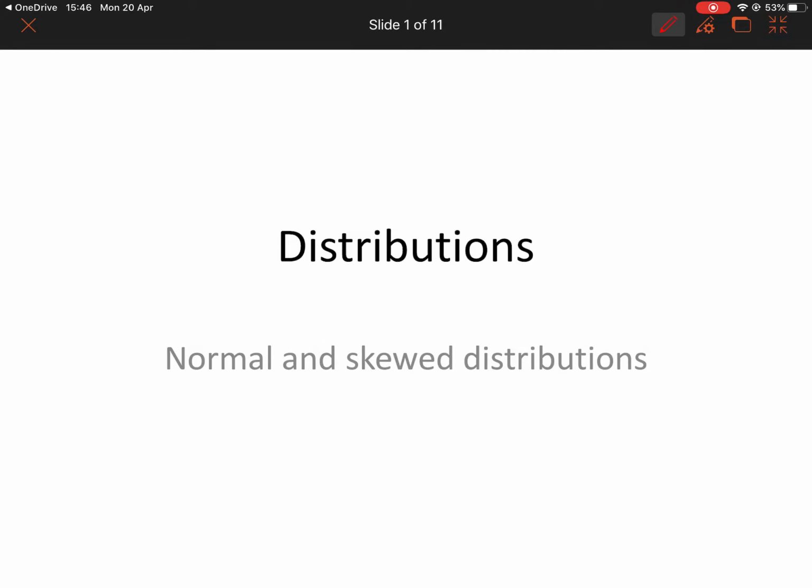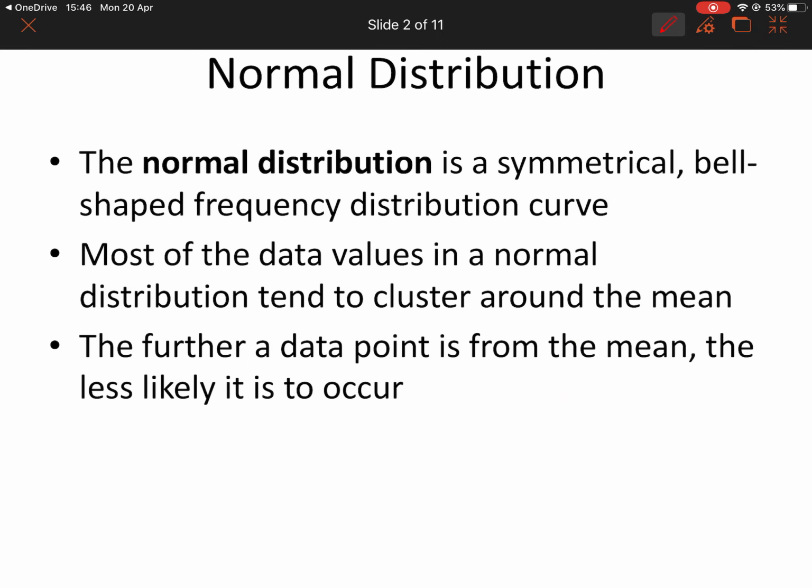This video is going to be taking you through distributions, so normal distributions and skewed distributions, which includes positively skewed distributions and negatively skewed distributions. You may have come across these before without knowing it. Anytime we talk about something called a bell curve, we're talking about a normal distribution.